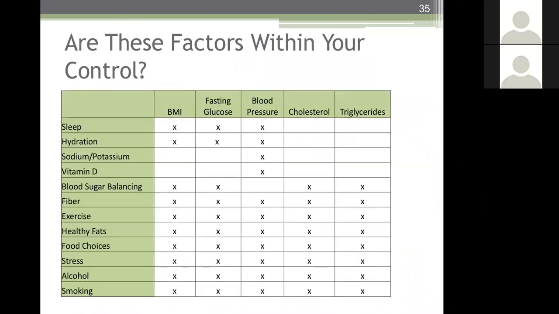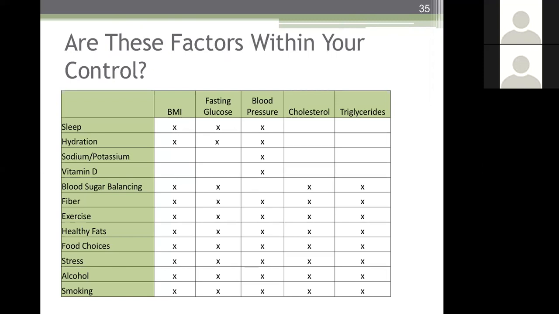All right, so this is my last slide here today. And I like to leave people with this thought: are these factors within your control? Is getting enough sleep, drinking water, maybe eating less sodium, less salt, and having more potassium or fruits and vegetables within your control? Is figuring out your vitamin D levels and maybe balancing that with the help of a physician within your control? Is eating less sugar within your control?